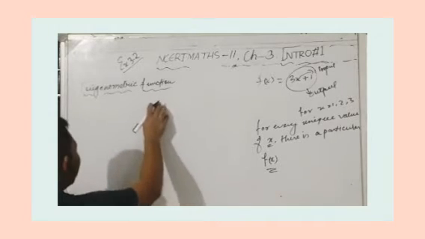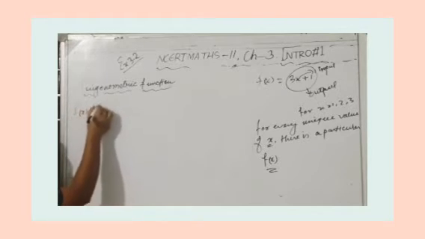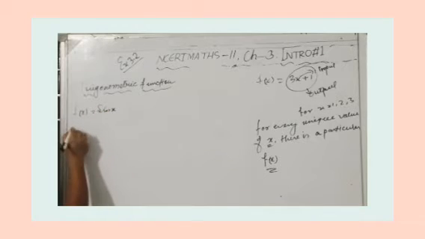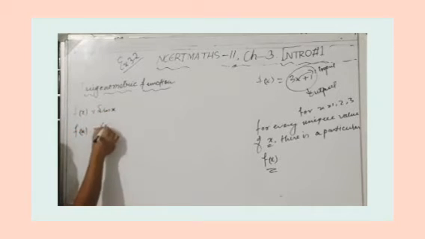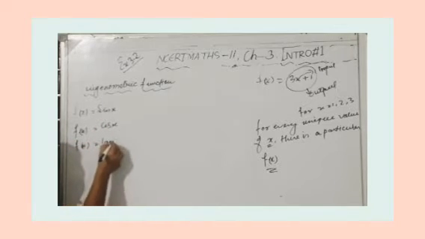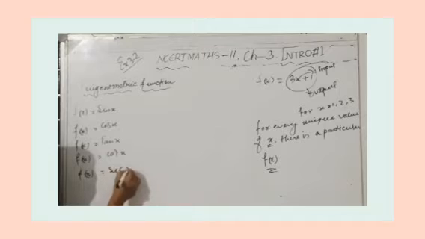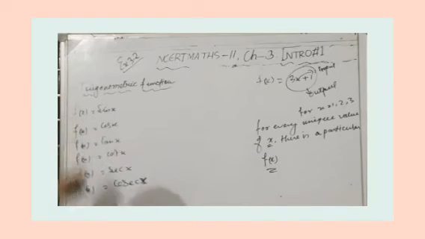So trigonometric functions. Whose trigonometric function? There is sine. We'll write f of x equal to sin x. Then f of x equal to cos x. And then f of x equal to tan x. Then f of x equal to cot x. Next sec x. Next cosec x. We are going to discuss these functions.